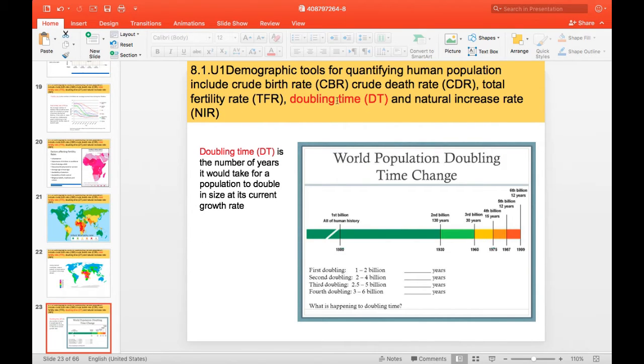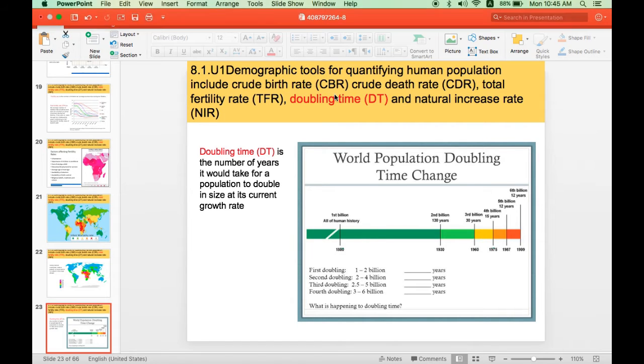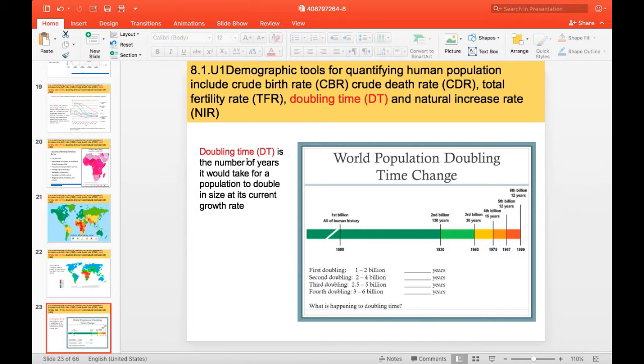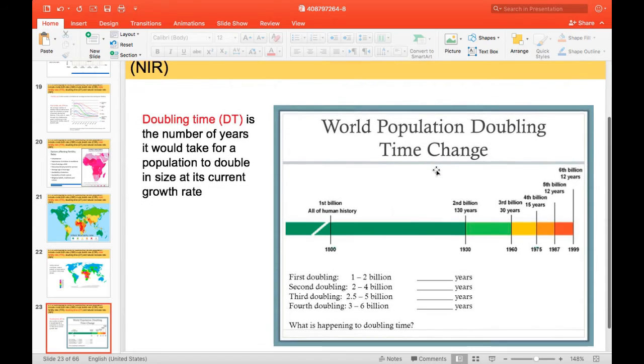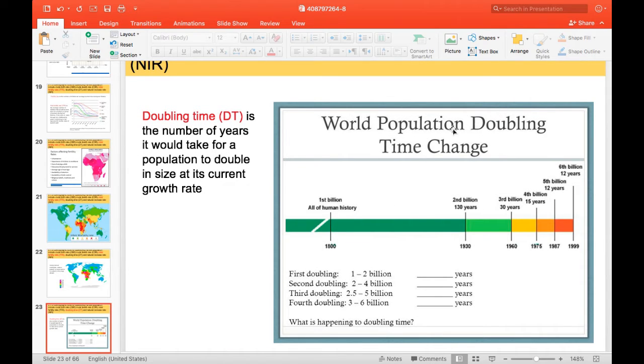Then we have another term, doubling time, DT. Doubling time is the number of years it would take for a population to double in size at its current growth rate. So how? World population doubling time. Let's check this picture, okay? So, world population doubling time is the number of years it takes for the population to double.